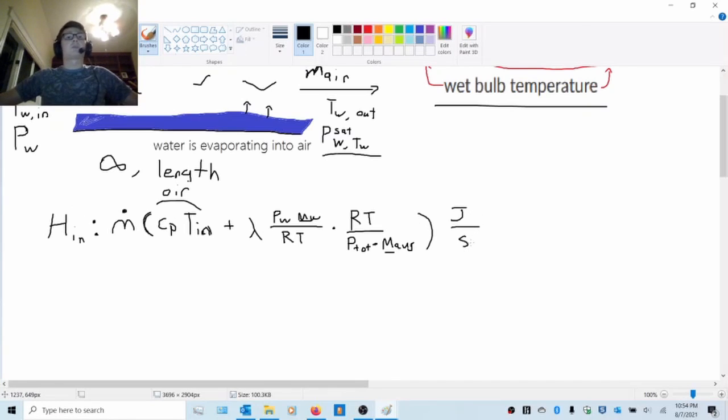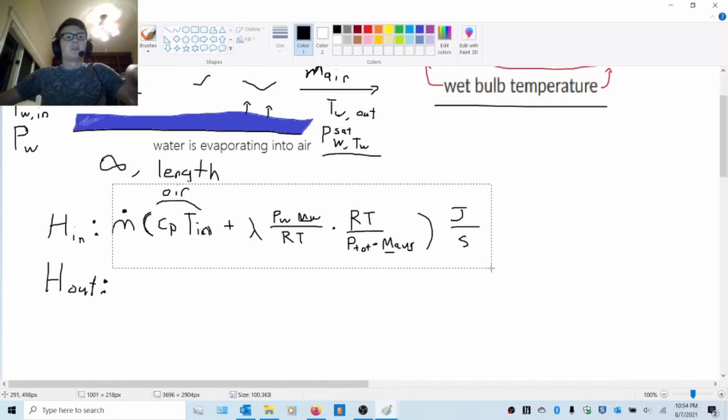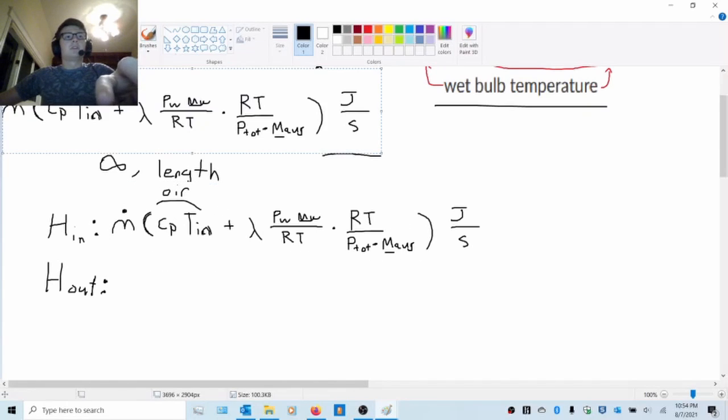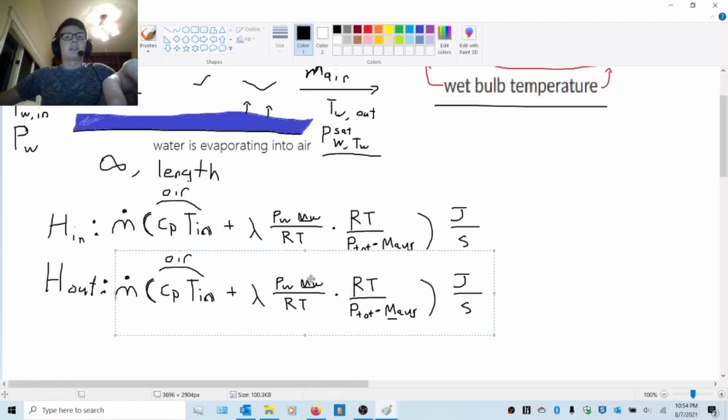Kilograms are going to cancel, and we'll have this in joules per second. So then the enthalpy out is going to be something similar in structure, but just with different variables. So I'll go ahead and select what we had before. I like that selection. And then I will drag it down here. And so we're going to make a couple changes.